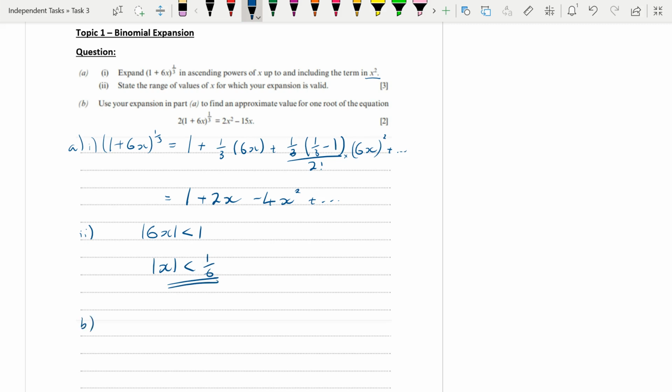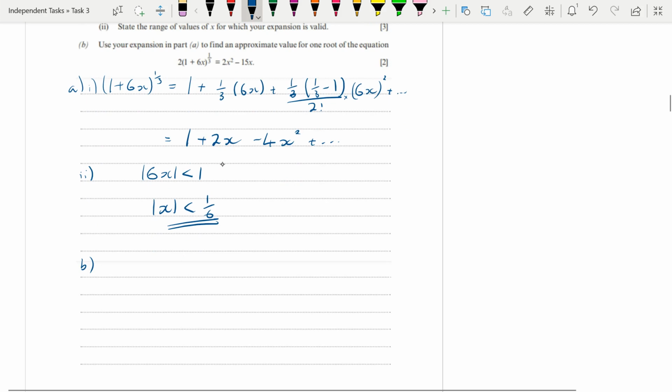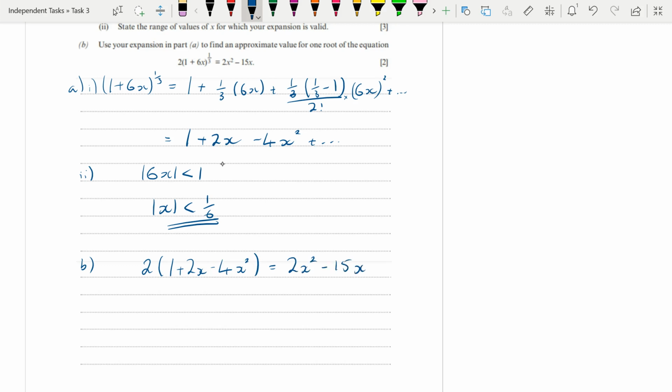Now part B is where we get to use our expansion a little bit. Use your expansion in part A to find an approximate value for one root of the equation. So here is my thing I'm going to use here. You see I've expanded this bracket here and I've got times by 2. So I've got 2 times my expansion, which is 1 plus 2x minus 4x squared, and obviously I'm approximating it, equals 2x squared minus 15x. So I've got a quadratic form here. So let me expand this left-hand side. So 2 plus 4x minus 8x squared is 2x squared minus 15x.